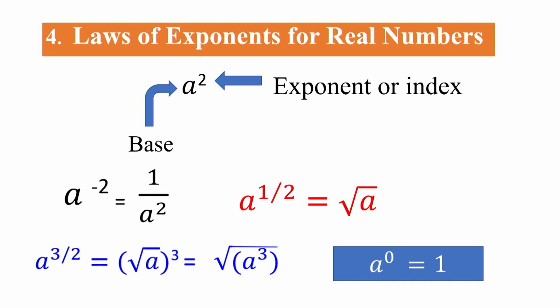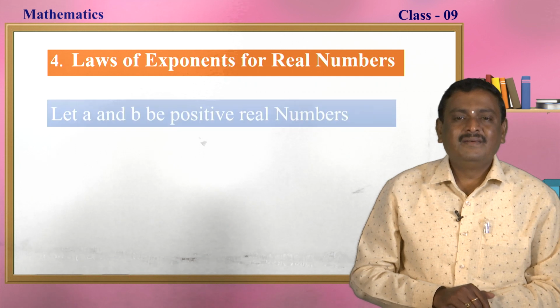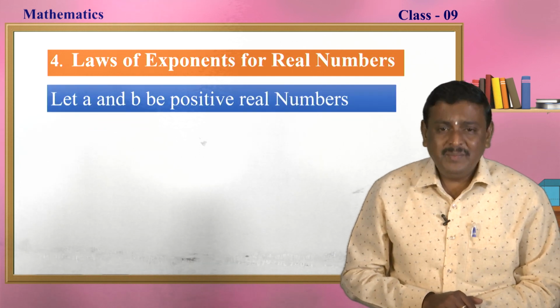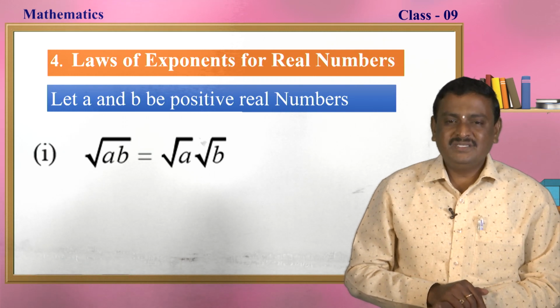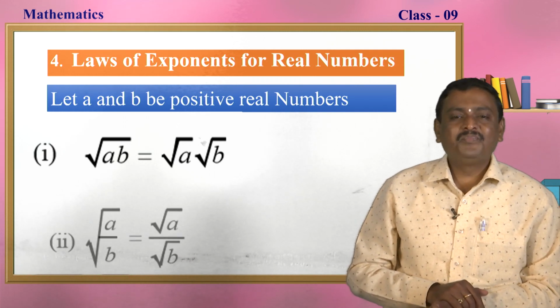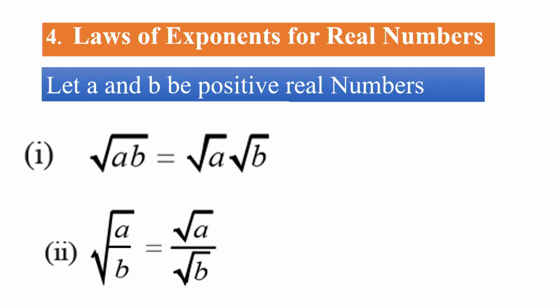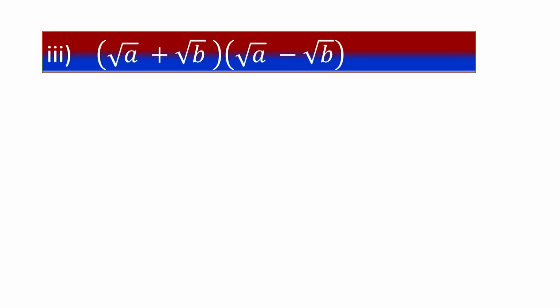We already know A to the power of 0 is 1. Now, let a and b be positive real numbers. Root of ab is equal to root a into root b. Root of a divided by b is root a by root b. Root a plus root b into root a minus root b is in the form of a plus b into a minus b.